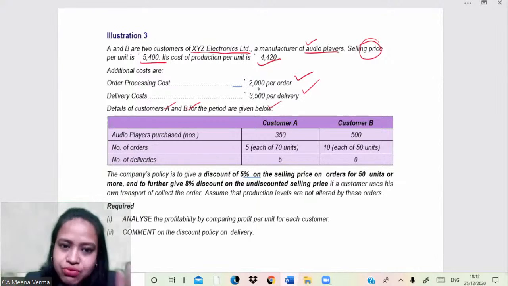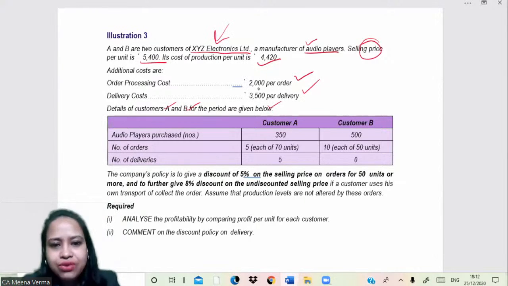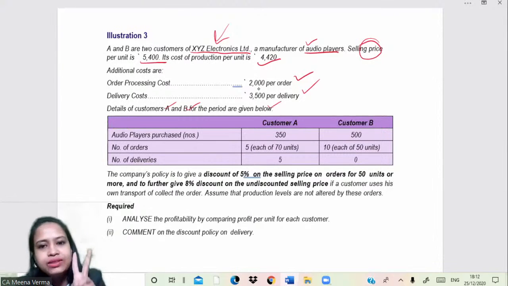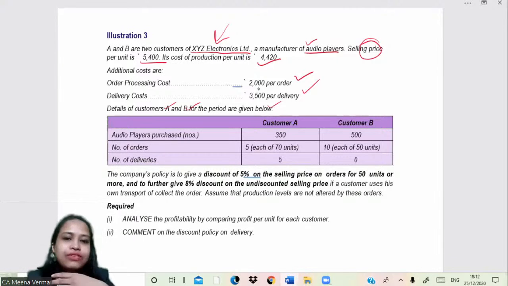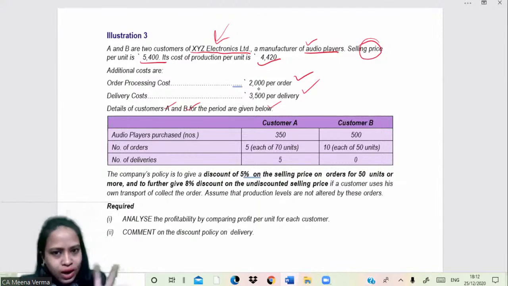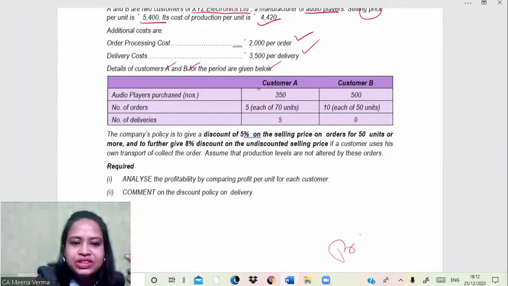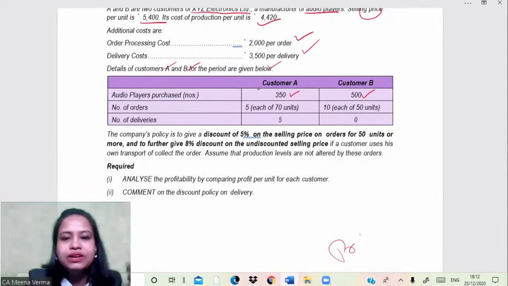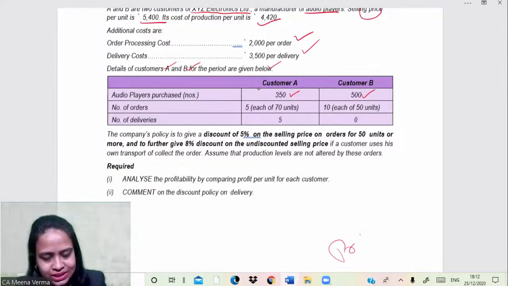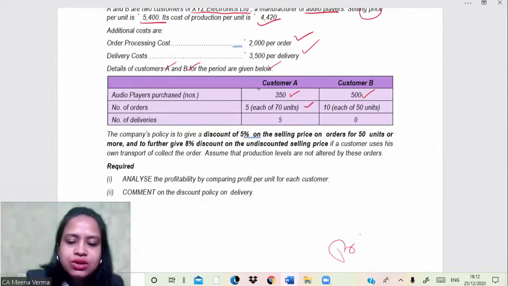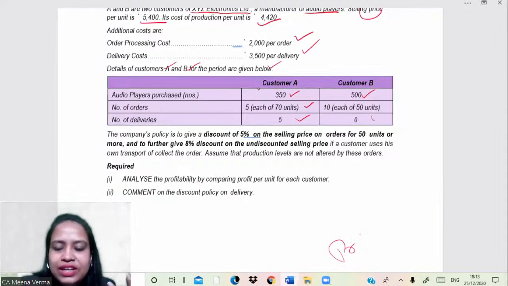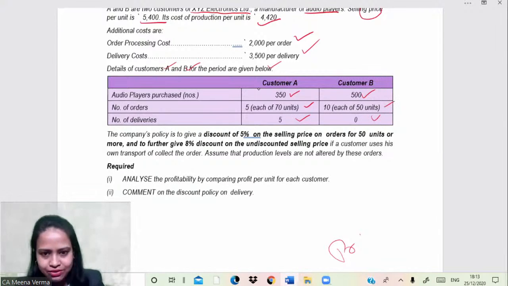So for this company, XYZ Electronic Limited, they have taken the details of two specific customers, though it might be possible that they have many customers. Out of them, they have taken customer A and customer B. They have given you information like the number of audio players these two customers have purchased, the number of orders, and the number of deliveries.